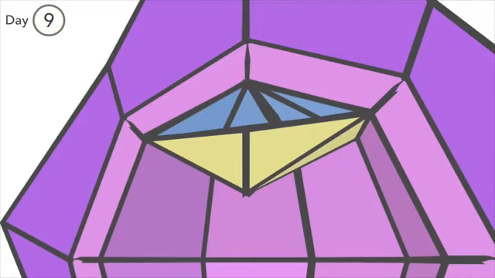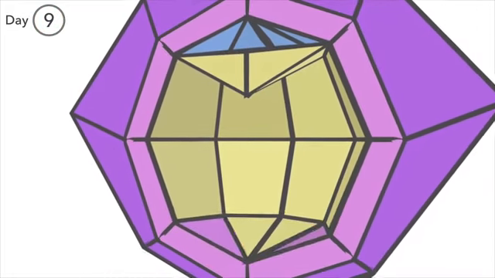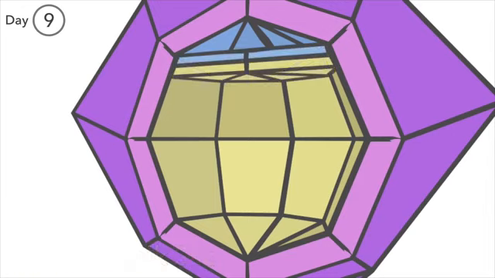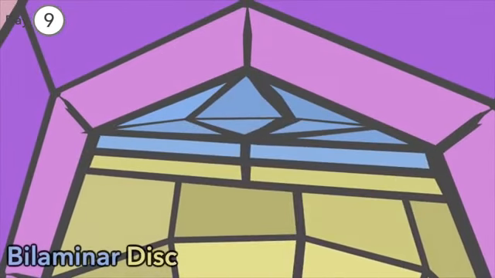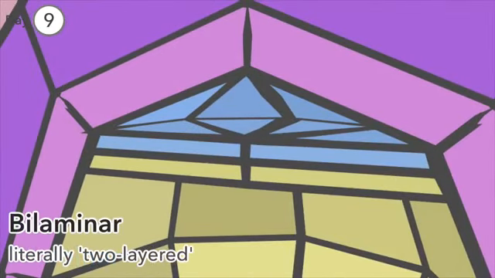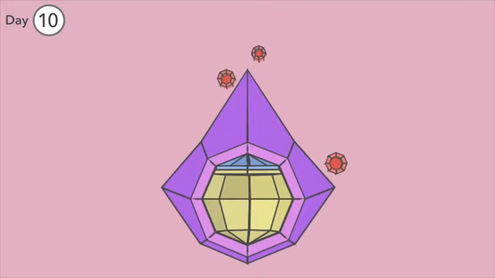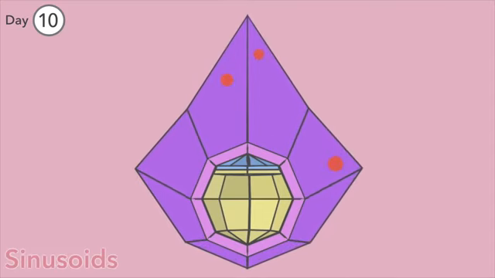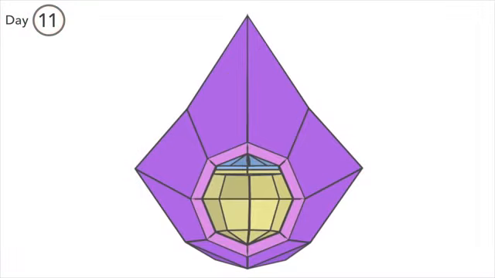Day 9. Meanwhile, cells of the hypoblast have migrated to replace the blastocyst cavity with the primitive yolk sac. Hypoblast and epiblast together are here known as the bilaminar disc. Bilaminar means 2-layered. Day 10. The blastocyst is now firmly implanted in the endometrium. The syncytiotrophoblast breaks into maternal capillaries known as sinusoids, effectively co-opting their blood for the developing embryo.